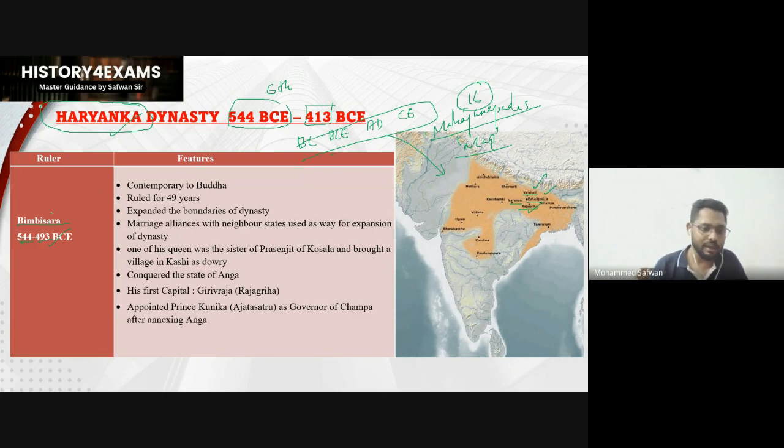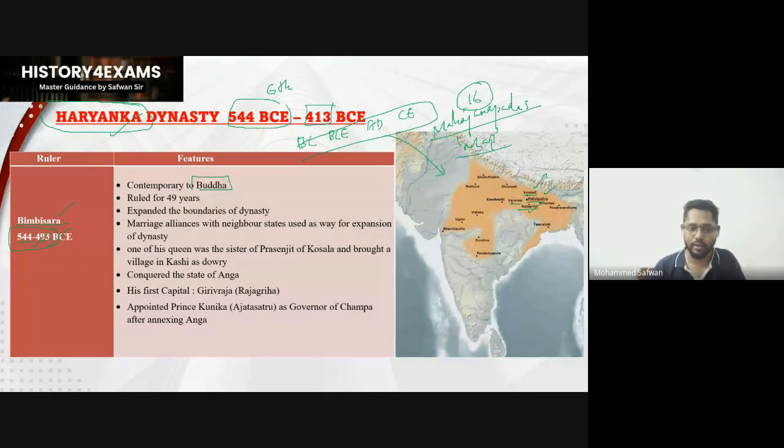So Bimbisara ruled between this period. You have no need to learn this exact period, but basically understand that it is around 540 BC or the 6th century BC itself. Bimbisara ruled the Magadhan region, and he was a contemporary of Buddha. He was one of the contemporaries of Buddha. There are many contemporaries of Buddha, and that was asked in your examination once.